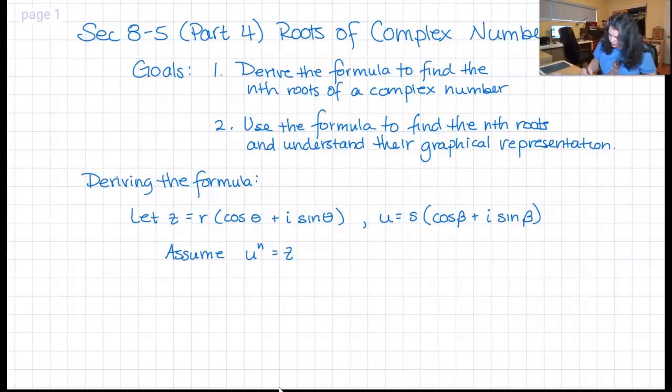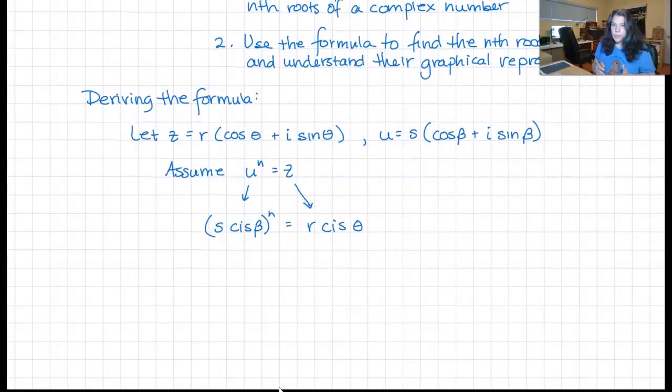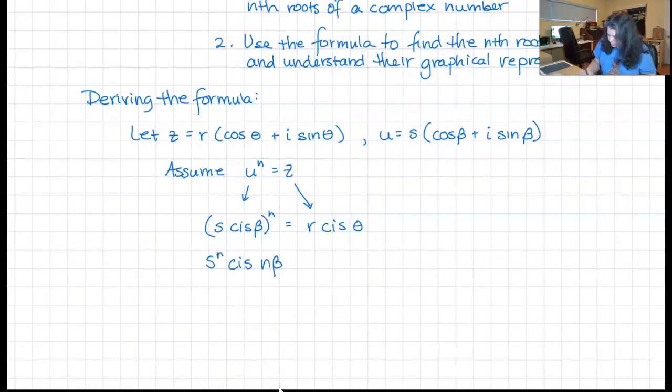That means if I take u to the nth, now I'm going to go ahead and switch over to cis notation, just easier that way. So u, remember, was s cis beta, but we're raising it to the nth power. And then z is r cis theta. And then we know from working with powers in De Moivre's theorem that the nth power of u can be written as s to the nth cis n beta, and that equals r cis theta. So now we have an equation to work with.